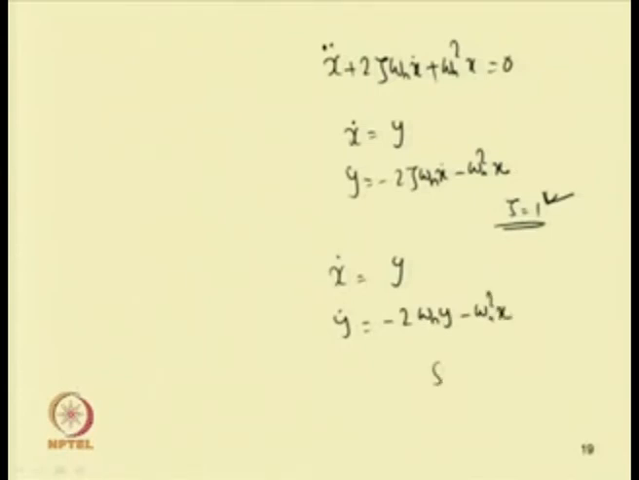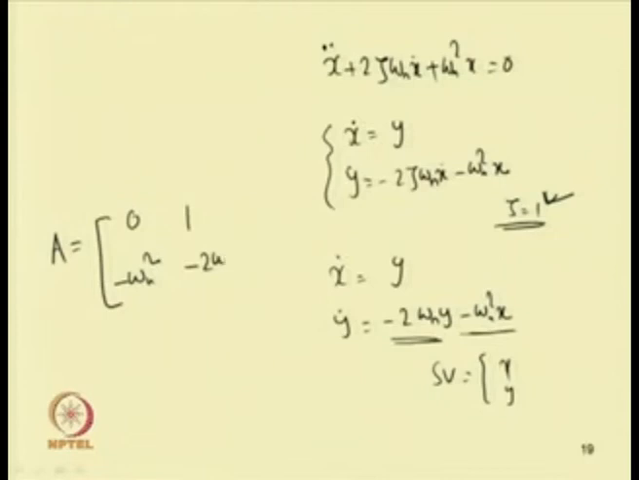Here our state variables are x and y. From this equation I can write the Jacobian matrix A. Differentiating, the x term is not there in the first equation, so the first derivative gives 0 and 1. In the second, differentiating with respect to x gives minus omega n square, and differentiating with respect to y gives minus 2 omega n. So A becomes [0 1; minus omega n square, minus 2 omega n].